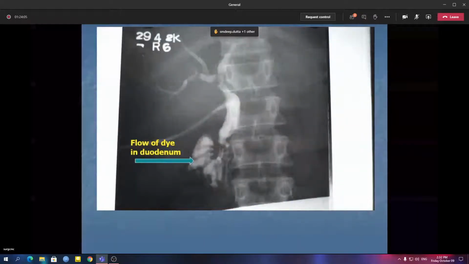So this is a T-tube cholangiogram. T-tube, dye is going up, dye is going this way. This is the right side, and dye is freely flowing into the duodenum. That is, you are happy that there is no obstruction. I haven't left any stone inside.